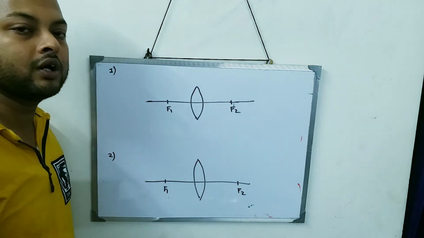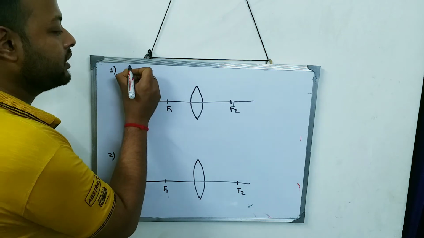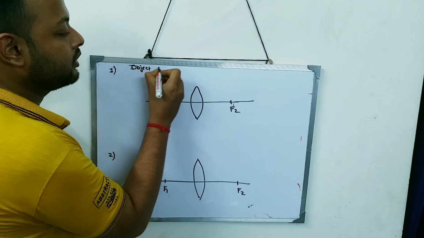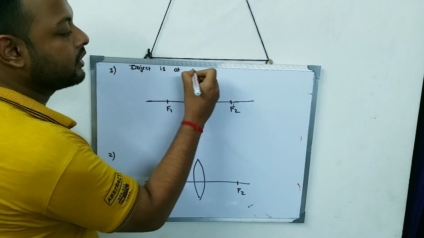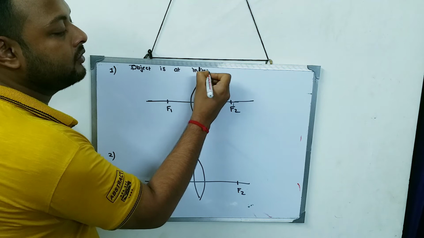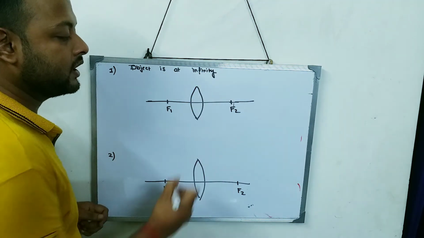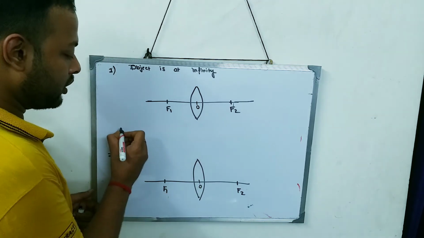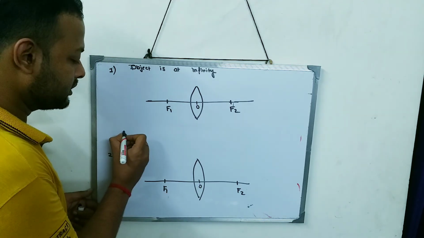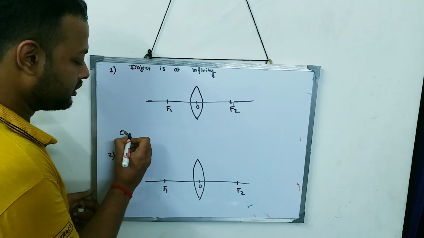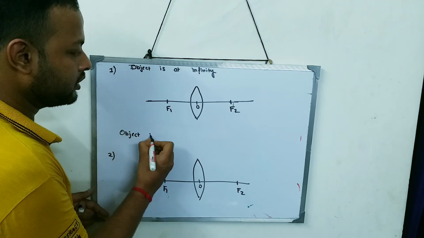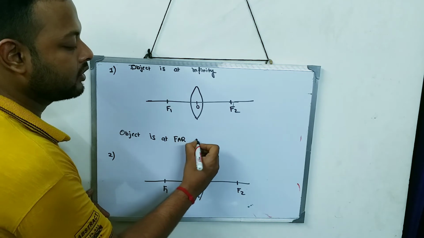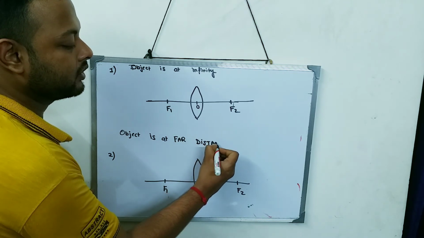The first case is what? The object is at infinity. And the second case is what? The object is at far distance. So these are the two cases I am taking.